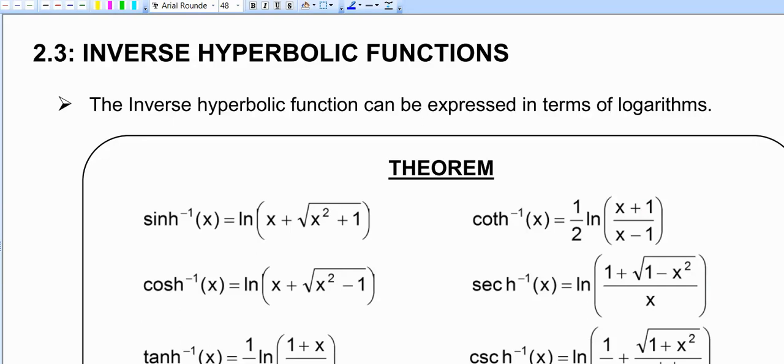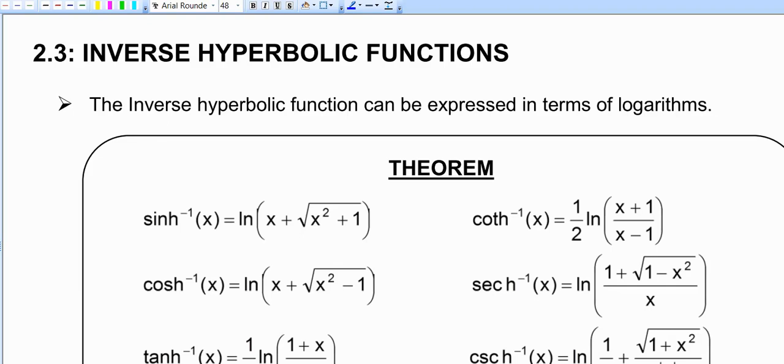Today we proceed with our lecture in topic 2, chapter 2, inverse hyperbolic functions. As you can see here, we have the theorem of inverse hyperbolic functions, which can also be expressed in terms of ln. Let's say you have the inverse hyperbolic sine x. Instead of writing it in terms of inverse hyperbolic sine, you can also write it in terms of ln. Here you have the six theorems, one for each of the inverse hyperbolic functions.